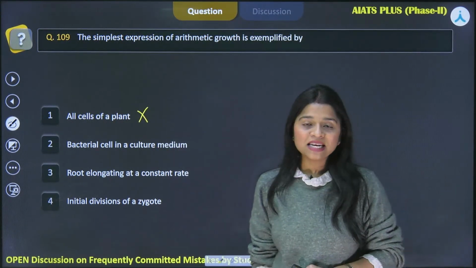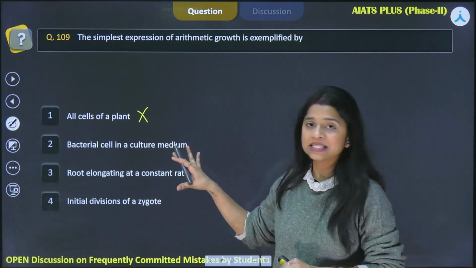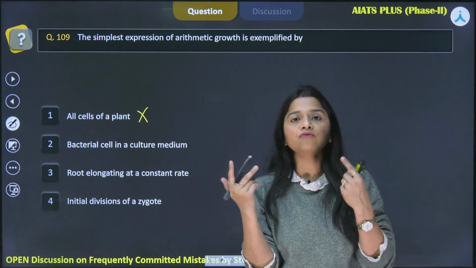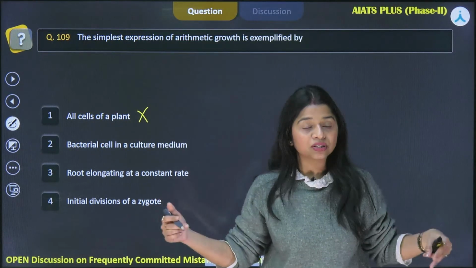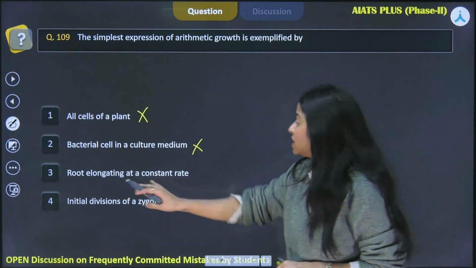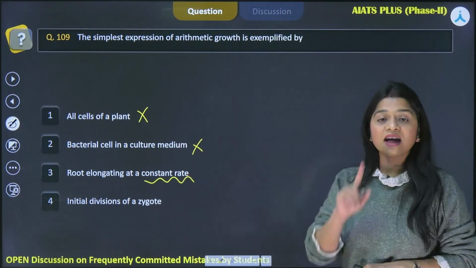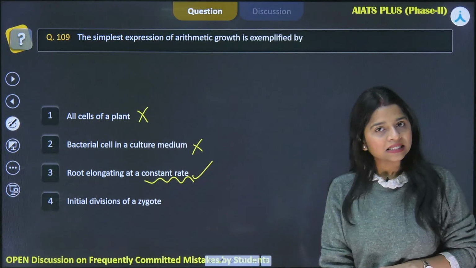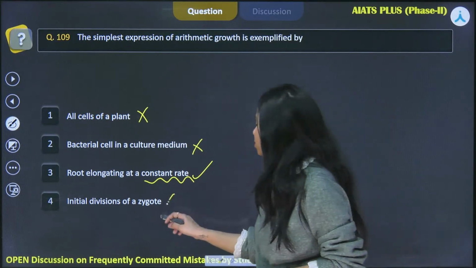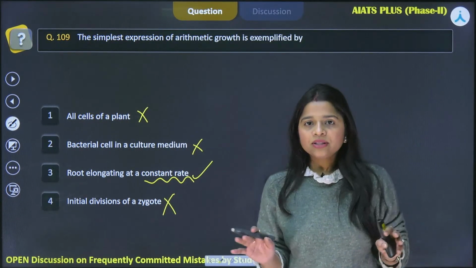Bacterial cell in a culture medium, yes. If we are talking about arithmetic growth in bacterial cells, the growth will be geometric, right? Because we know from one bacterium, there will be formation of 2 daughter bacteria, and further 4, 4 to 8, 8 to 16. Again, the growth is exponential in that case, okay? So this is also not true. Then root elongating at a constant rate. Always remember, if something is growing at a constant rate, that means it is taking up the arithmetic pattern, okay? The last one says initial division of a zygote. As I told you, it is not true. The growth is geometrical in that case, okay? Clear with this? I hope.